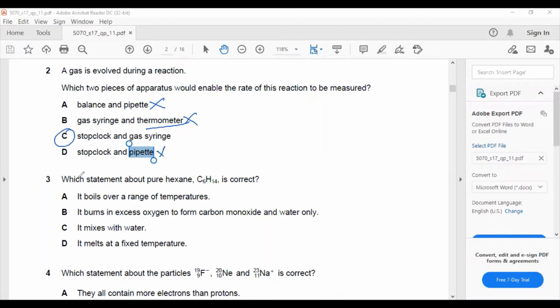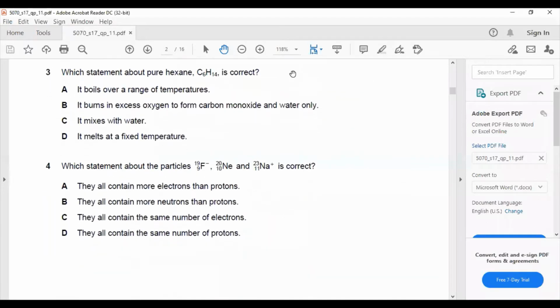3. Which statement about pure hexane is correct? So if a compound is pure, it has a fixed melting point, boiling point, freezing point. So it melts at a fixed temperature. Okay.